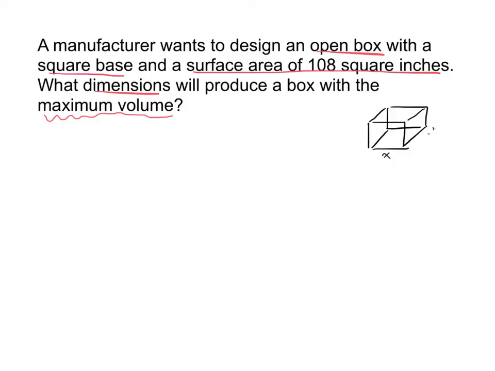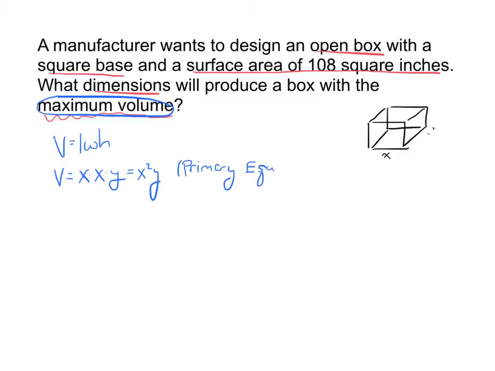So now that I have my picture, I'm going to take a look at what we want to maximize. We're maximizing volume. So I'm going to write an equation for volume. Volume is equal to length times width times height. So in this case, the way that I label the dimensions, it would be x times x times y, or just x squared y. And this is what we call our primary equation, because it's the equation of the quantity that we want to maximize.